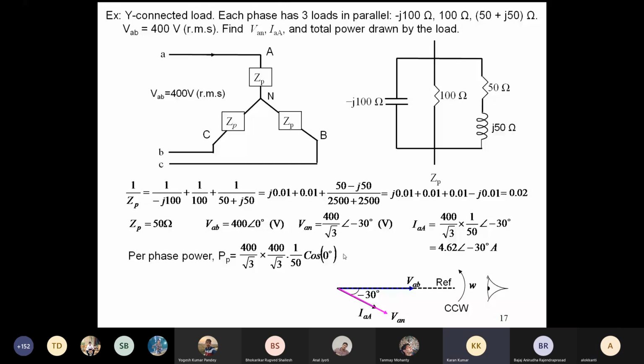So the total power equal to 3 times this. If you multiply by 3, the denominator 3 goes, and cos 0 is 1. So it is 3200 by 3, which is 1066.67. Total power input is 3200. Yes, the total power will be 3200. I was talking about only one phase power.